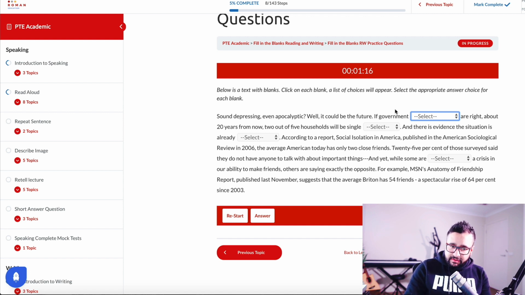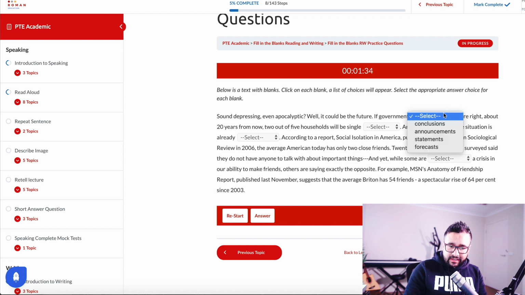But anyway, for this question, it says "if governments are right about 20 years from now." So this phrase, 20 years from now, could be the future. These words are telling me that they're talking about some kind of prediction here. That's why while looking at the options, that's what I will focus on. Here I can see the options are conclusions, announcements, statements, and forecast. Out of them, I know forecast is the word which means something about the future. That's why I'm going to pick this one for this gap.